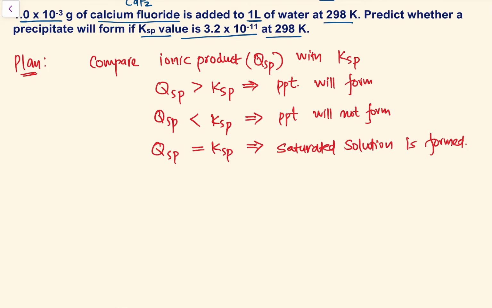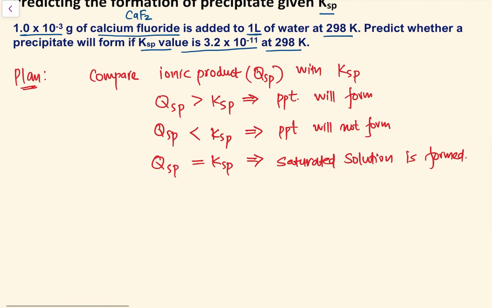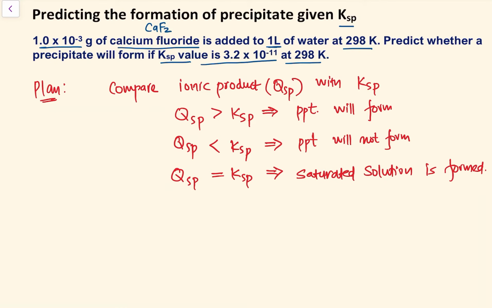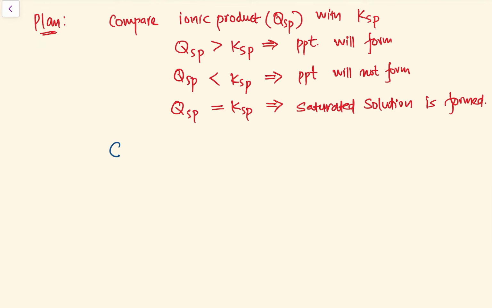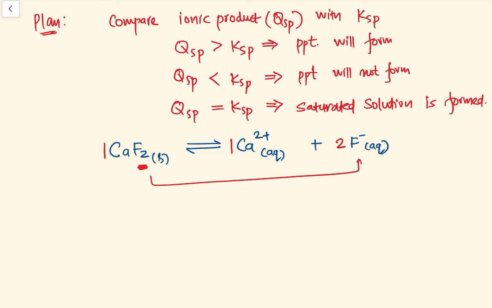So first of all, in order to calculate the ionic product of dissolution of calcium fluoride in 1 liter of water, let us write the dissolution of calcium fluoride as a chemical equation: calcium fluoride, CaF2, in the solid state, establishes an equilibrium with its ions, which are calcium 2 positive in the aqueous form and fluoride ion in the aqueous form. Let's balance this equation: because you have 2 fluorine atoms, 2 fluoride ions will be formed for each calcium fluoride, and 1 calcium 2 positive ion will be formed. So the mole ratio of calcium fluoride to calcium 2 positive is 1:1, and from calcium fluoride to fluoride it's 1:2. We will make use of this mole ratio.